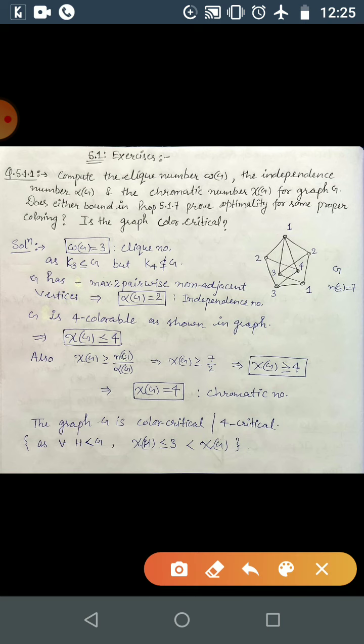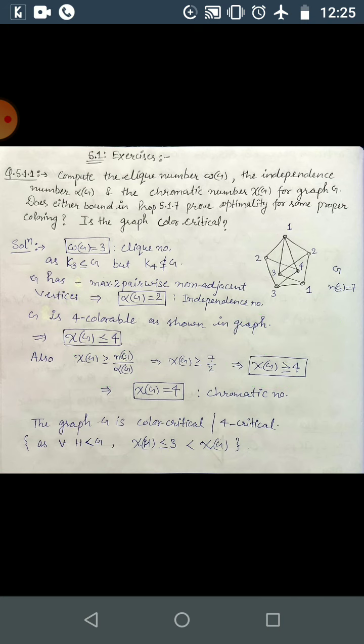So here I have just discussed that the chromatic number is greater than or equal to n by alpha, where n is the order and alpha is the independence number. So the chromatic number will be greater than or equal to 7 by 2, which is 3.5, and 4 is the positive integer greater than this. So the chromatic number is at least 4, correct.